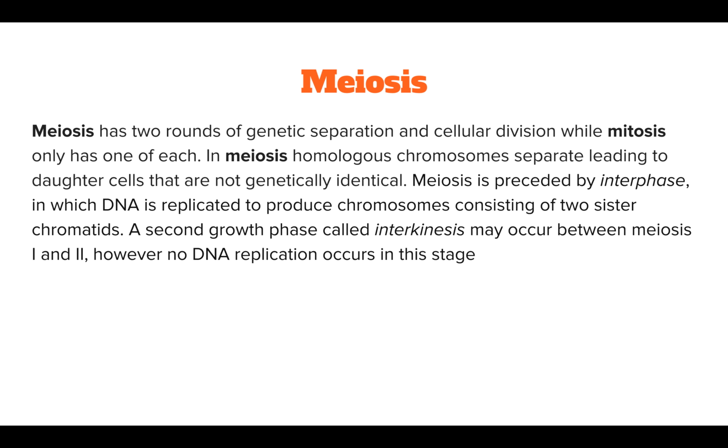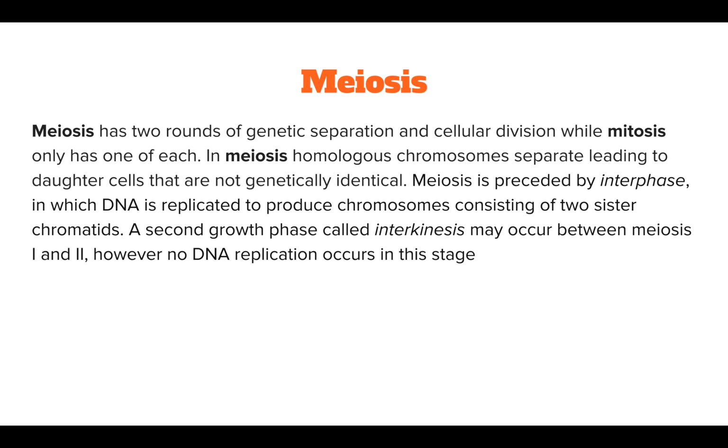Okay, so first I'm going to go through some basics that you should definitely know. Meiosis. You must know what meiosis is to understand the stages. Meiosis is based on two division sequences of genetic separation and cellular division, and mitosis, which is completely different, so you should try not to confuse them, only has one. In meiosis, homologous chromosomes separate, leading to daughter cells that are not genetically identical, whereas in mitosis, the daughter cells are genetically identical. And meiosis is preceded by interphase, where the DNA grows and prepares for cellular division, and it consists of two sister chromatids.